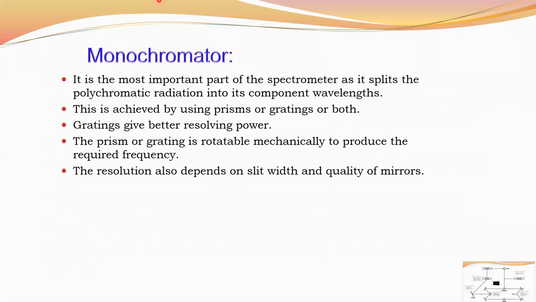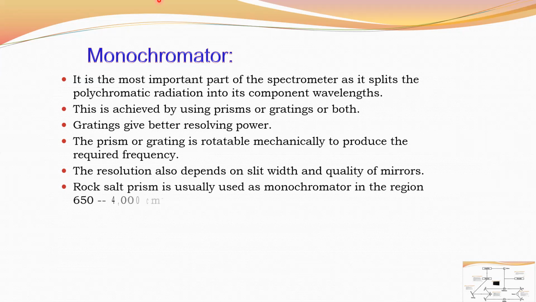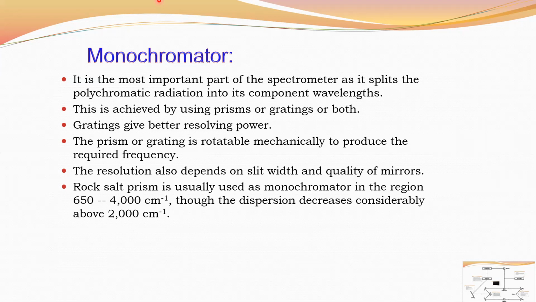The resolution of this also depends on the slit width and the quality of the mirrors. Rock salt prism is usually used as monochromator in the region 650 to 4000 centimeter inverse, though the dispersion decreases considerably above 2000 centimeter inverse.